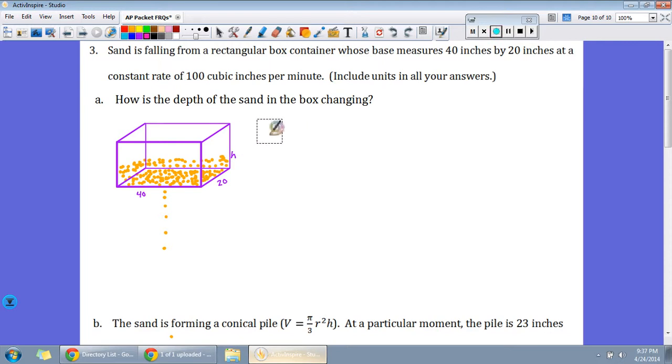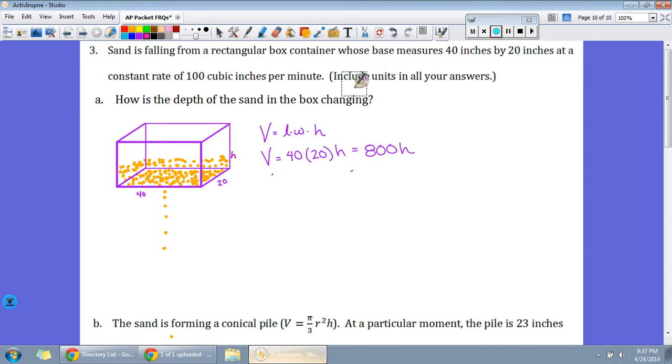Well, first we're going to need the volume of the box equation. So volume is going to be length times width times height, and the length is going to be 40, the width is going to be 20, and the height is unknown. And we know that the volume is going to be 800h, because of course 40 and 20 aren't changing.